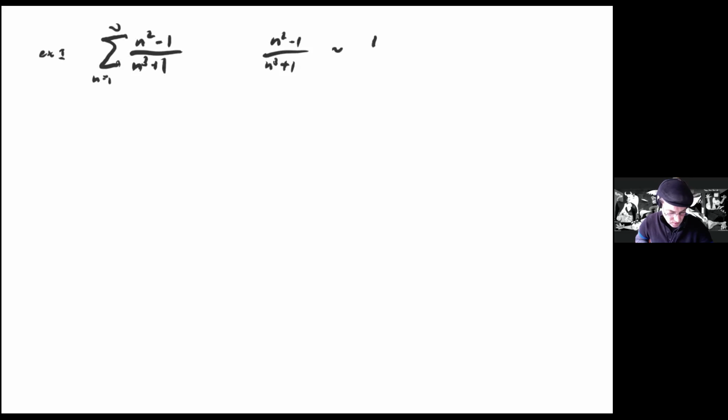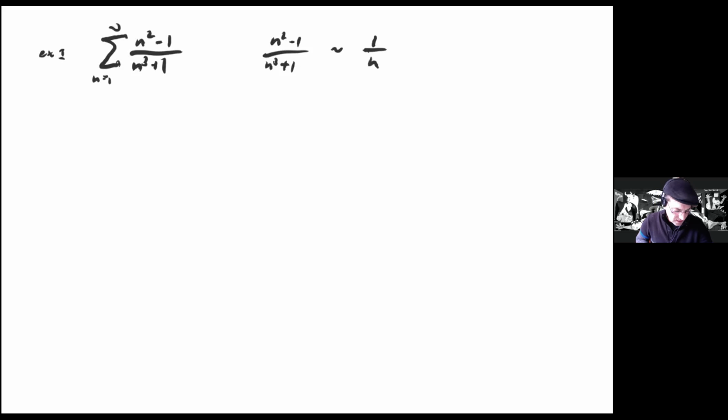Okay, so all of my examples will come from the exercises in this section. So: summation of (n squared minus 1) over (n cubed plus 1), n goes from 1 to infinity. So this is example 1. Well, this is looking like (n squared minus 1) over (n cubed plus 1) seems to be related to 1 over n.